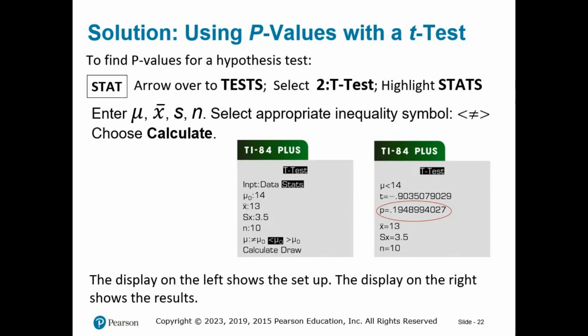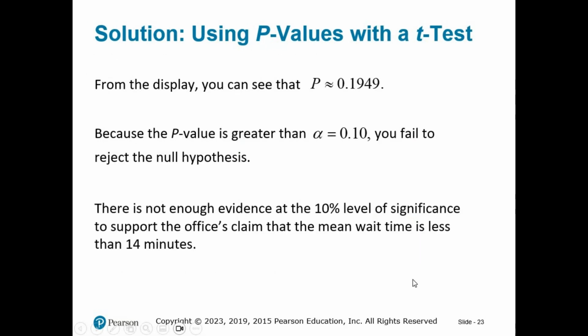You should get something similar to what you see on the right. Pause the video for a moment if you need to practice this, or make notes for yourself wherever you keep your calculator notes. From the display, you can see that p is about 0.1949. Because the p-value is greater than alpha equals 0.10, you fail to reject the null hypothesis. There is not enough evidence at the 10% significance level to support the office's claim that the mean wait time is less than 14 minutes.